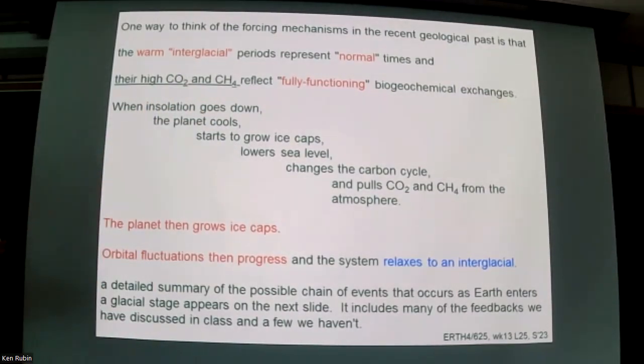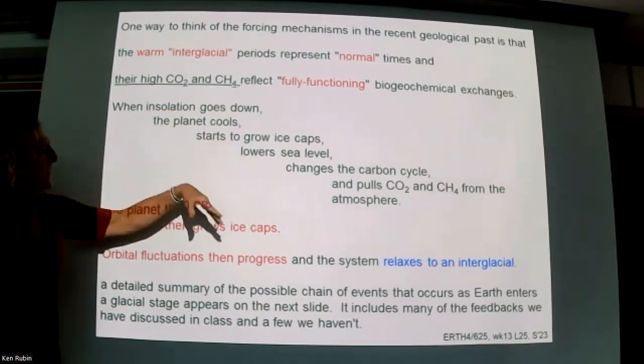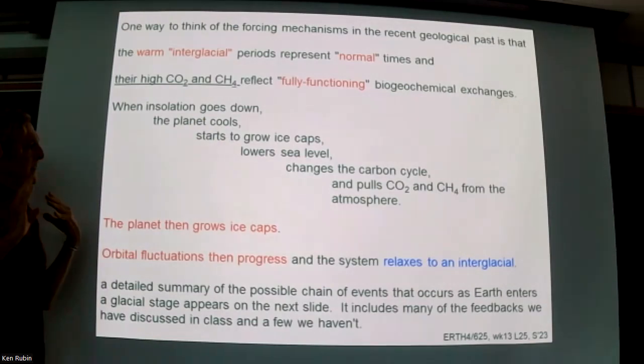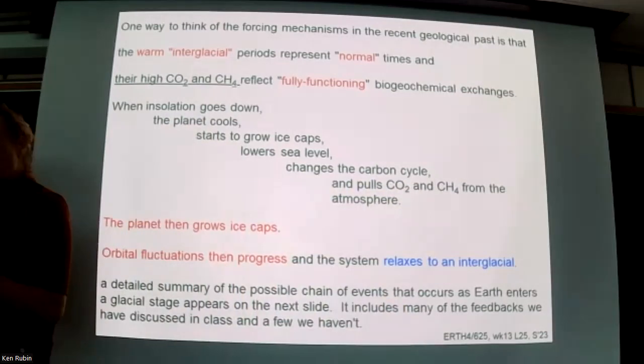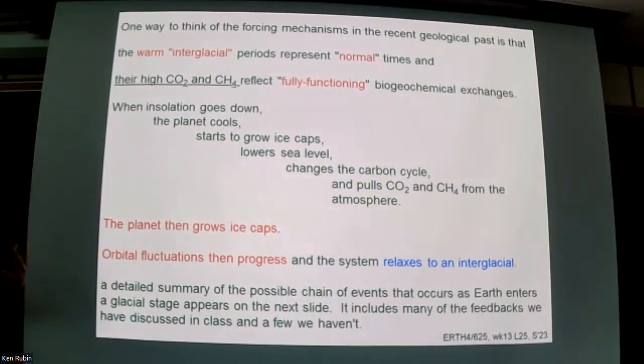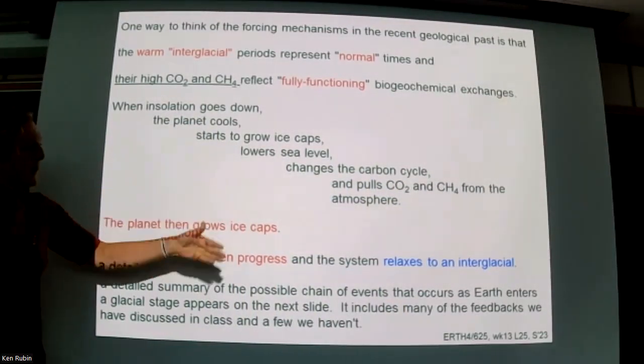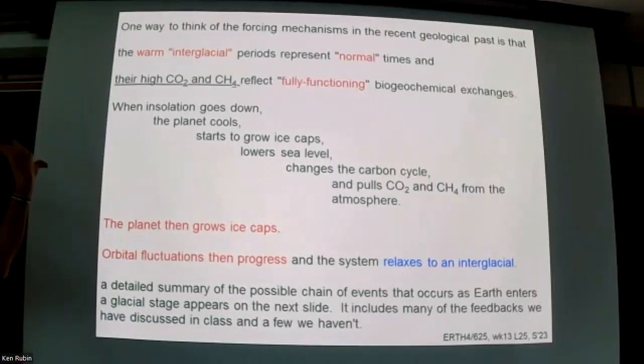And then when the insolation goes down because of this orbital forcing, the planet starts to cool, it grows ice caps, that lowers the sea level, that changes the carbon cycle and it pulls carbon dioxide and methane from the atmosphere, which enhances the effect and causes the planet to grow even more ice sheets and become cold. And something bounces us back out.